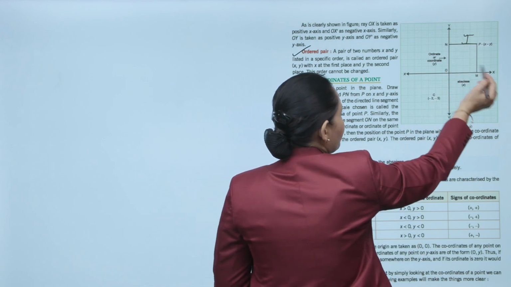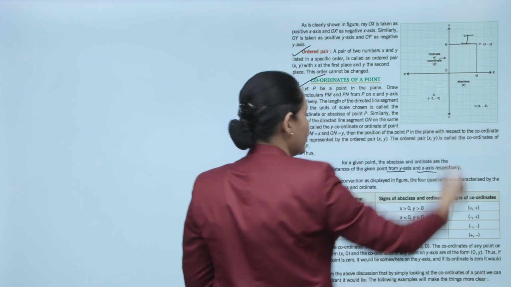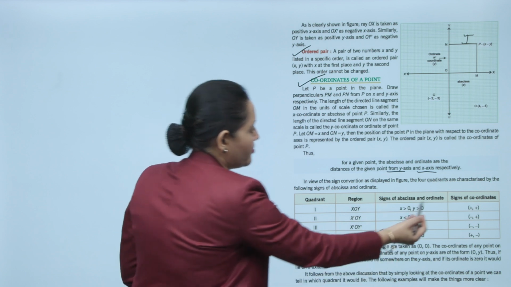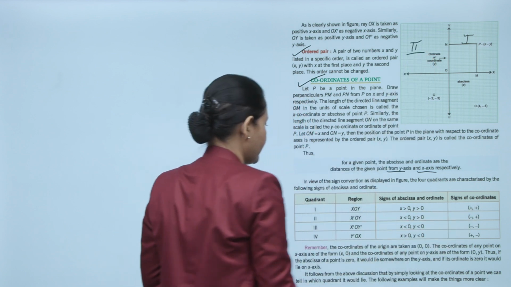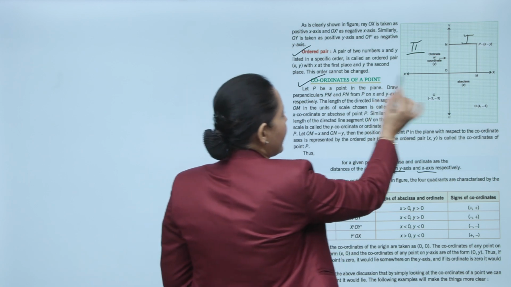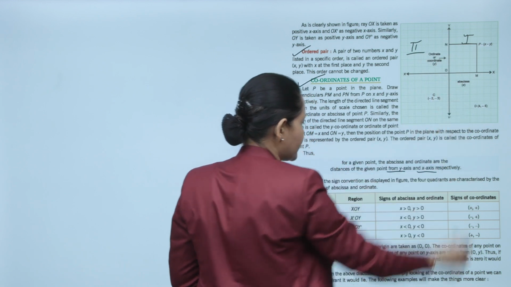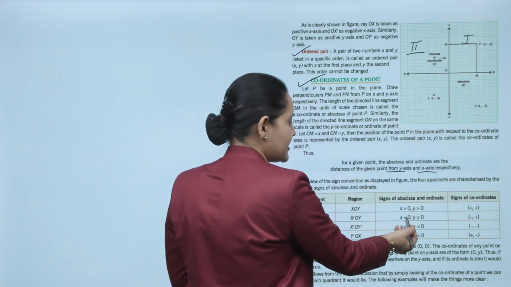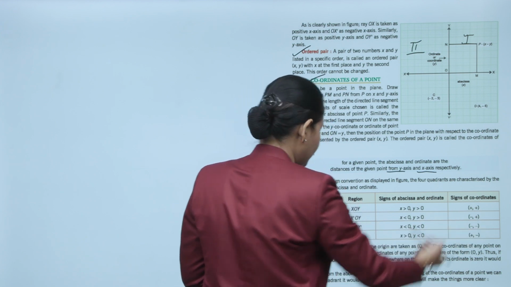Both will be positive, x as well as y, meaning abscissa and ordinate both will be positive. Positive, positive. This is the second quadrant, X dash OY. So here x is negative and y is positive. So x is less than 0 and y is greater than 0. x is negative and y is positive.